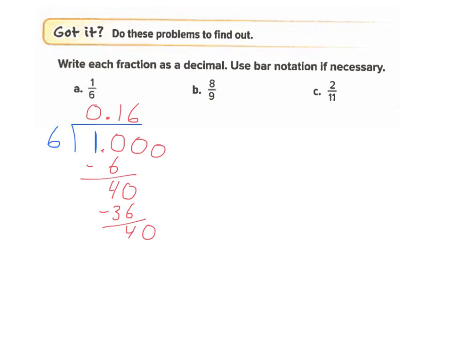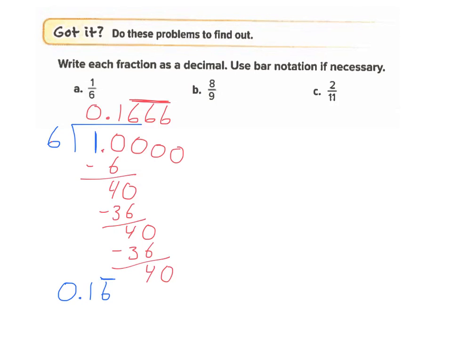Add a 0 and bring it down. 6 goes into 40 6 times, which is 36. Subtract to get 4. Add a 0, bring it down. 6 goes into 40 6 times. So you start to get the idea that that 6 is going to keep repeating over and over again. So we put the bar notation over the top. Tell us that the 6 is going to be repeating. If you wanted to, you could write your final answer as 0.16 and then put the bar notation over the 6, telling us that the 6 is the part that's going to repeat over and over again.